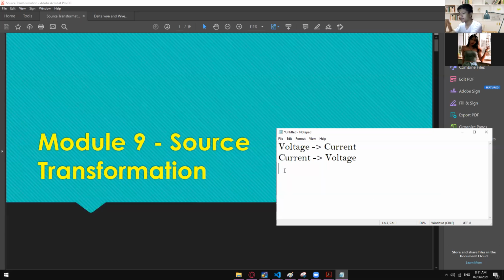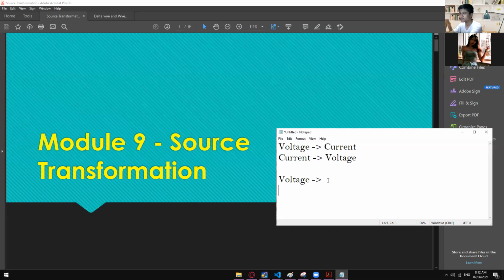But anyway, as long as you know the basics of voltage going to current, you will know later on how to deal with dependent voltage. For this one, of course, we call this independent voltage going to independent current, and then independent current going to independent voltage.